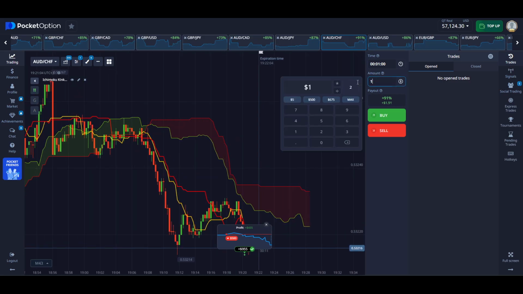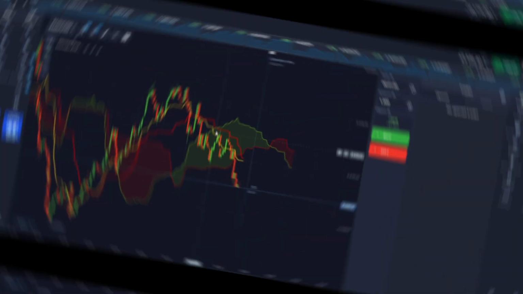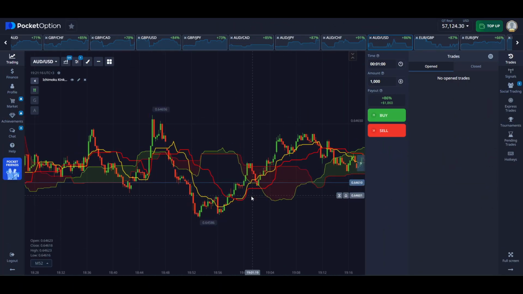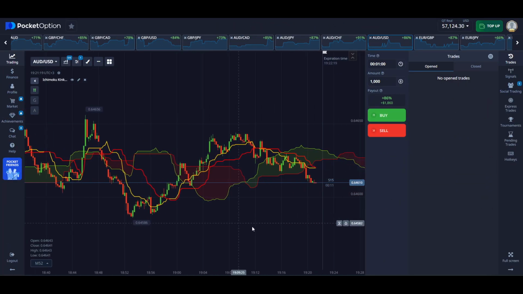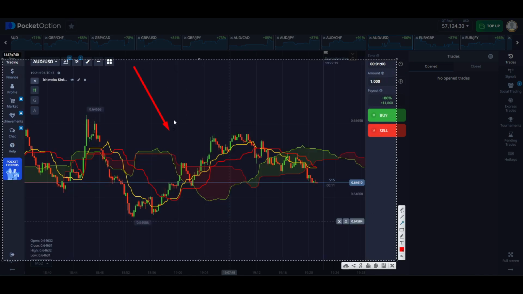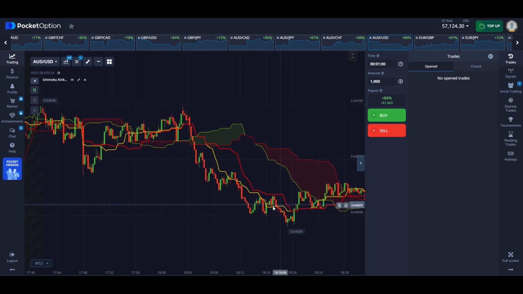Alright, let's open the next trade for $1,000. But before that, I want to show you which situations you should skip. If you see something like this mess on the indicator, where everything is bunched up in one place, and you have both upward and downward trends at the same time, and the price is moving weirdly, then we just skip those currency pairs. This indicator is designed for upward and downward movements.